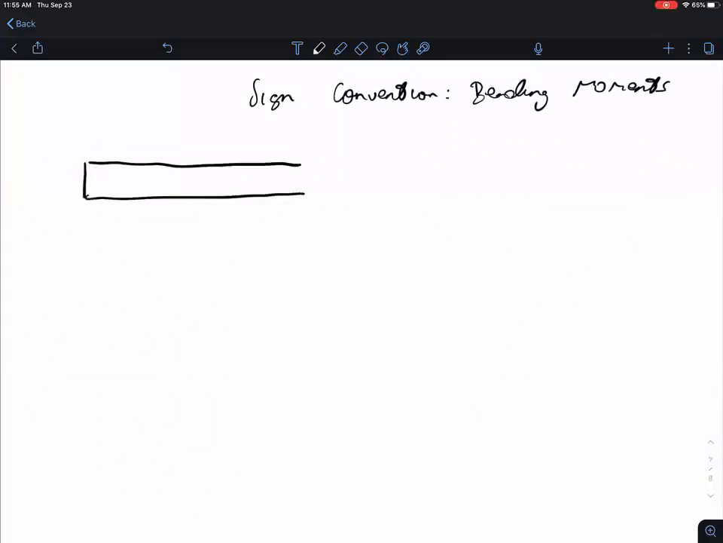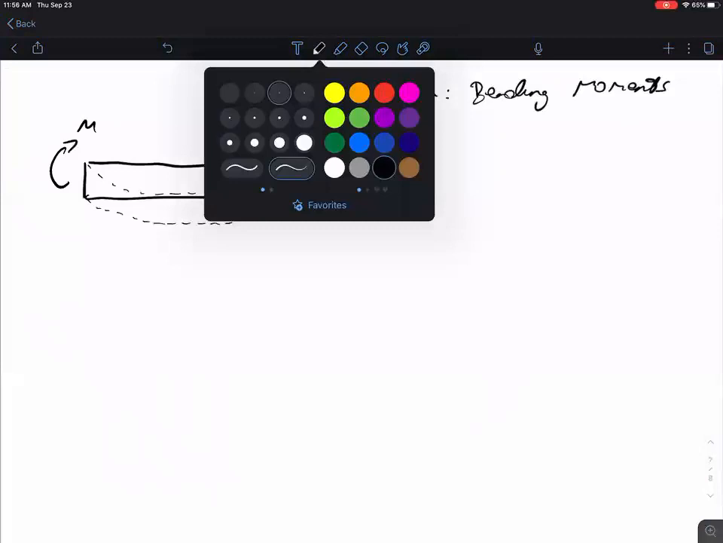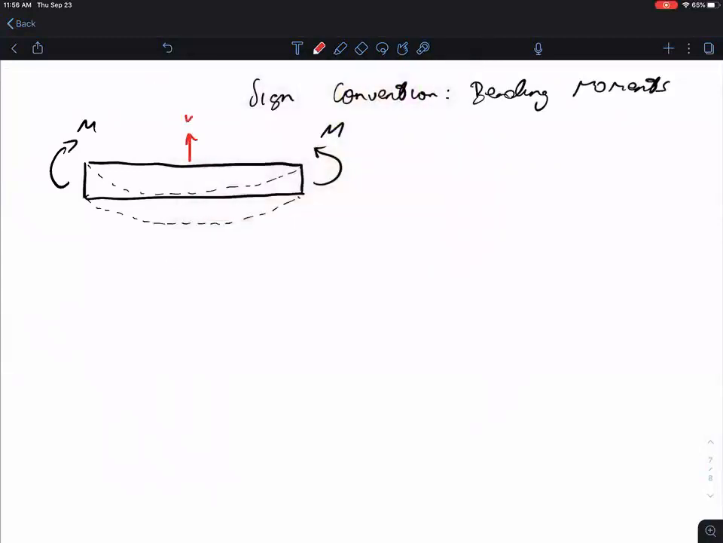So we start with our horizontal segment. We show bending moments at the ends. We know that these moments are going to bend the segment as shown in this deflected shape. And you can see that the bending is concave upwards, right? And remember, we defined the positive direction of the local y-axis upwards.